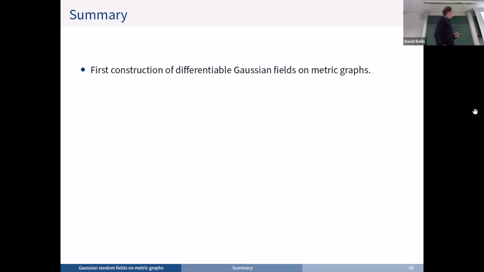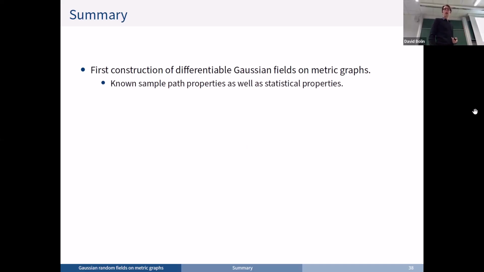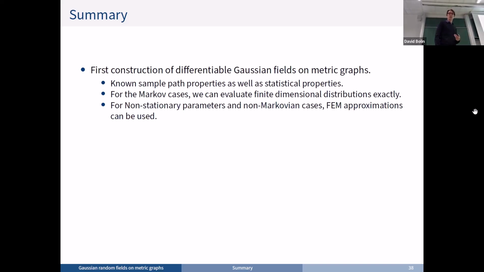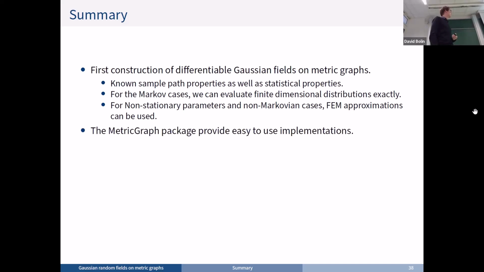Good. So, in summary, what we have done so far on this topic is to construct a big class of Gaussian processes that can be defined on general compact metric graphs, and where you can have differentiability. We have known sample path properties and statistical properties of these models. In the Markov cases, when you have integer smoothness, you can do exact inference for these models. In the more general cases, we have to rely on finite element approximations so far, but at least we have some theoretical guarantees for those approximations. And we have this MetricGraph package, so if you have some data on networks and you want to try this out, you can use it, and you don't really need to know the theoretical details behind these models to use them.